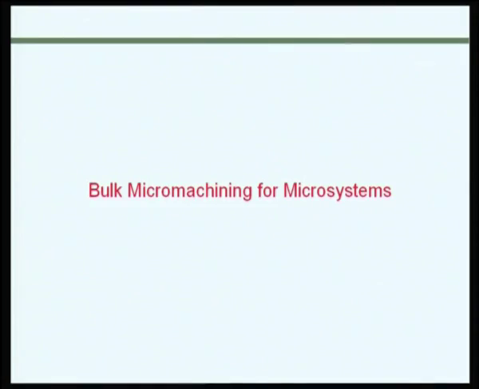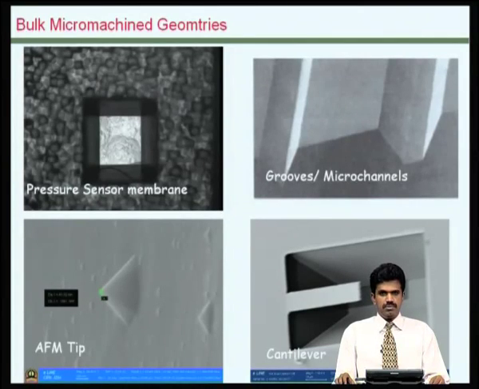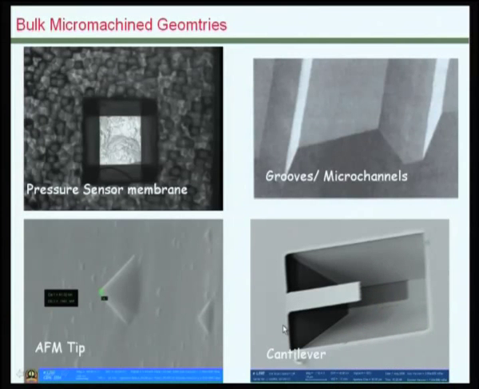I will speak to you today about bulk micromachining for the fabrication of microsystems. By bulk micromachining, bulk because you are basically etching into the bulk of the silicon wafer, we can form diaphragms or cavities as you see here, grooves or channels as you see here, or we could even form cantilever structures like this freestanding above a large cavity.